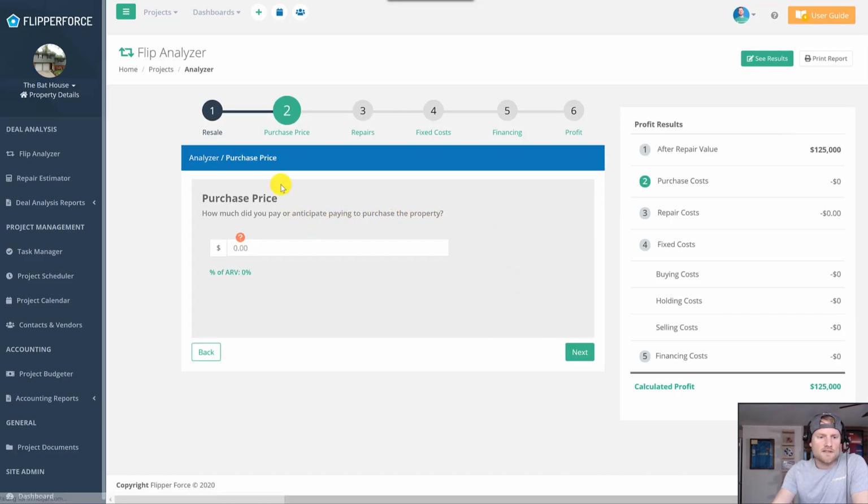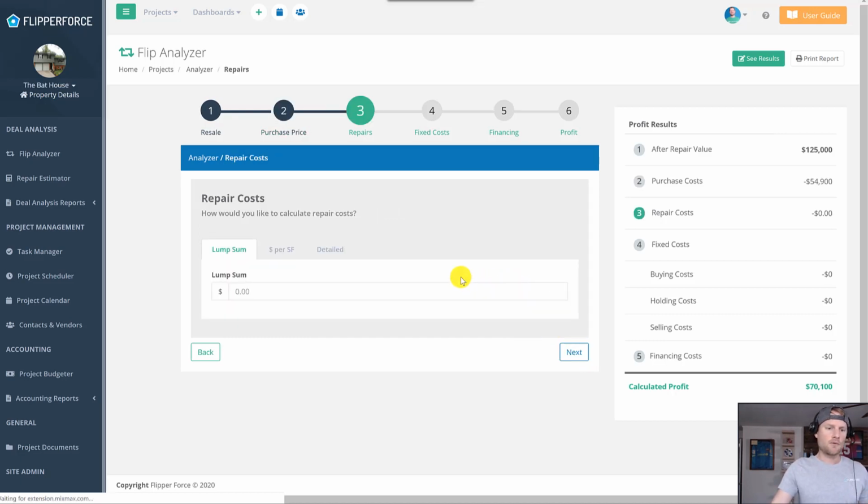The purchase price is the next step on the step-by-step analysis here. So how much did you pay for the property, or how much do you anticipate paying for the property? Remember, the seller's asking price was $54,900. Let's just plug in their asking price here. We're definitely not going to offer what they were asking, but let's see how much profit we would make in this deal based upon their asking price. And then the next step after that is going to be our repair costs.